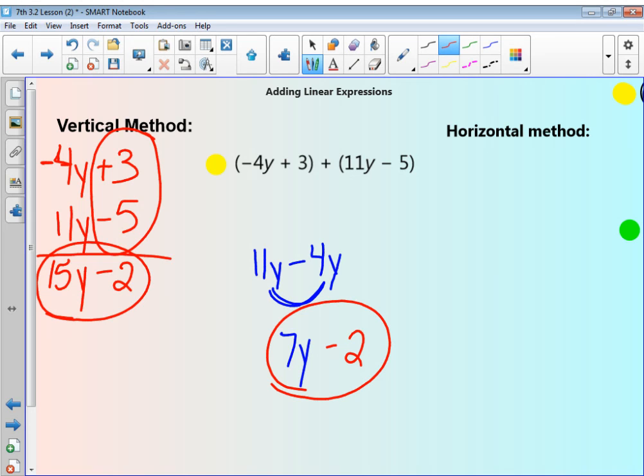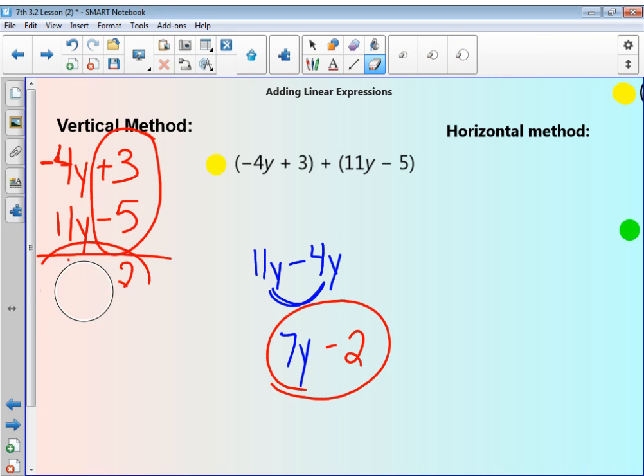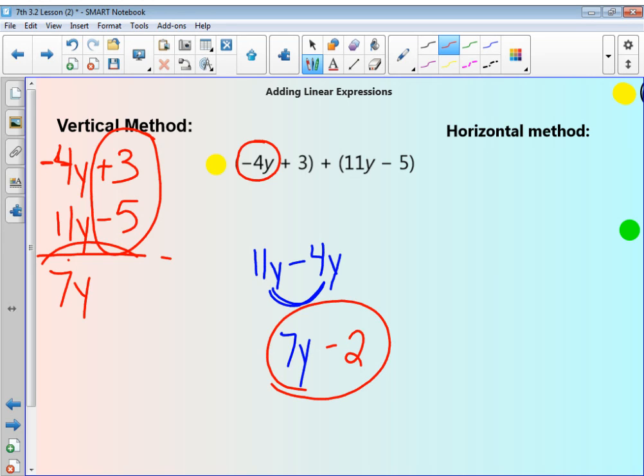So take note. See, Mrs. Swanson even goes through and makes mistakes sometimes. Make sure you're including, I forgot to take that negative sign with the 4. Okay, so -4 plus 7 gives me that 7Y, and I had a -2 here. Now we have the same answer. Okay, so that's working both of those methods.